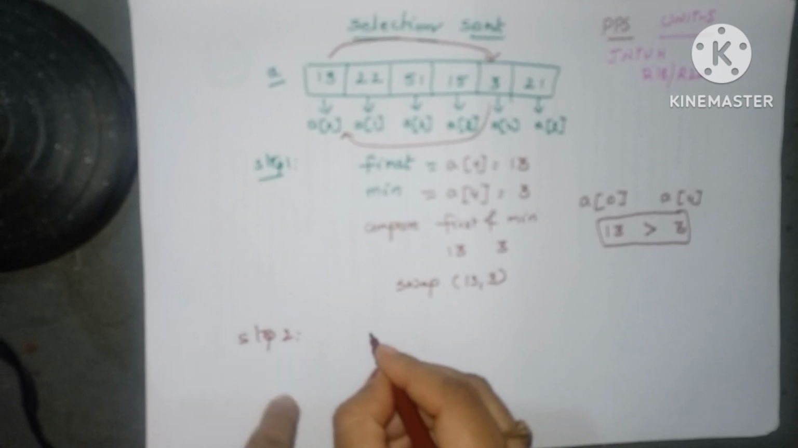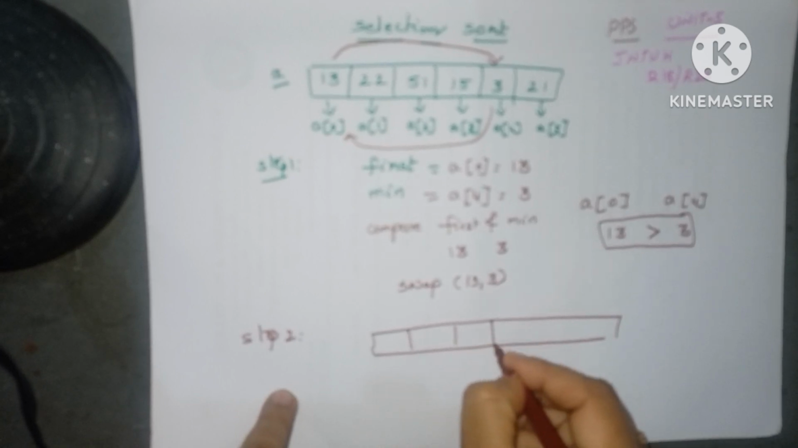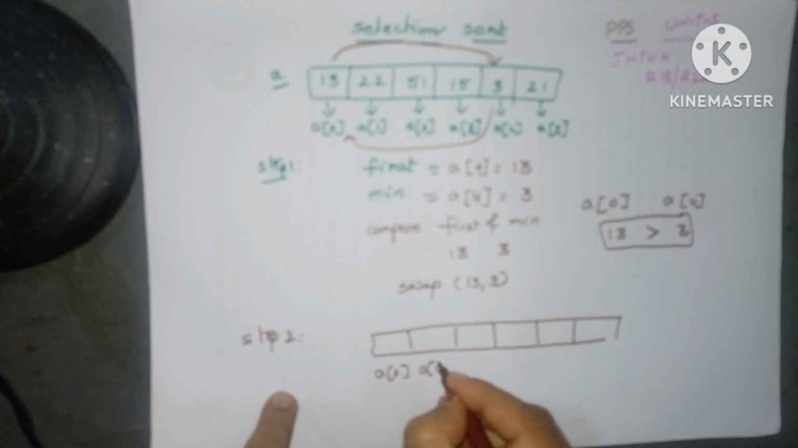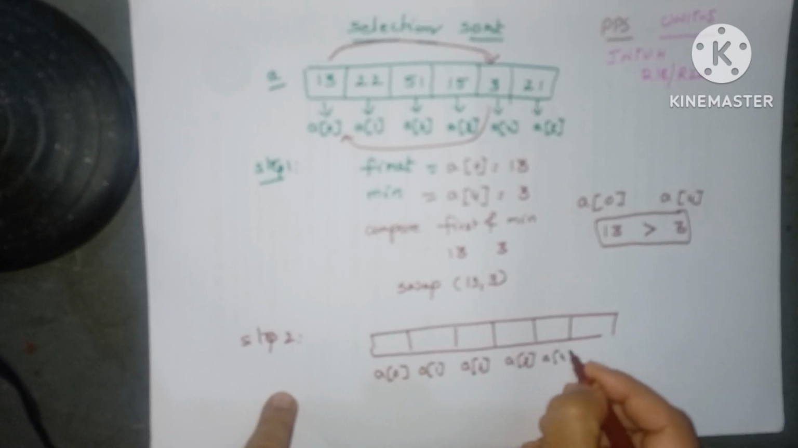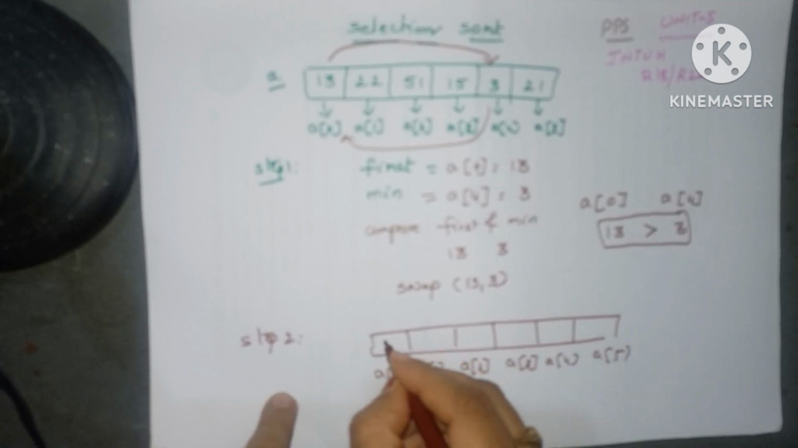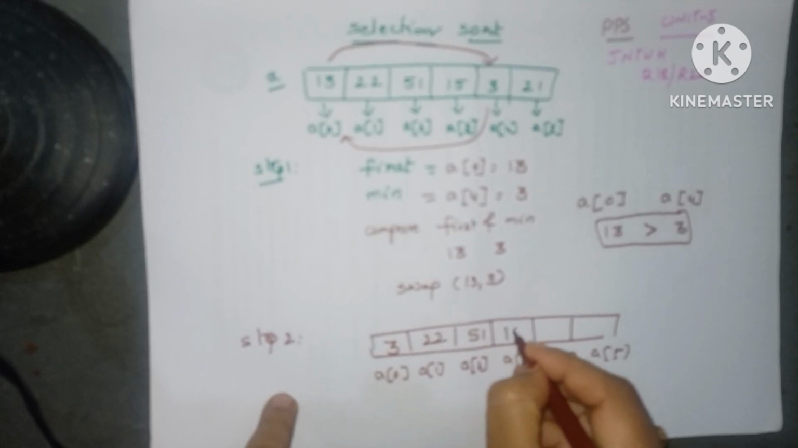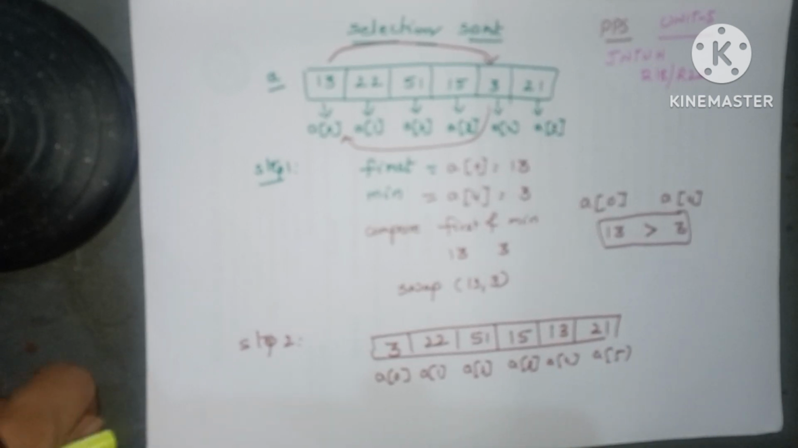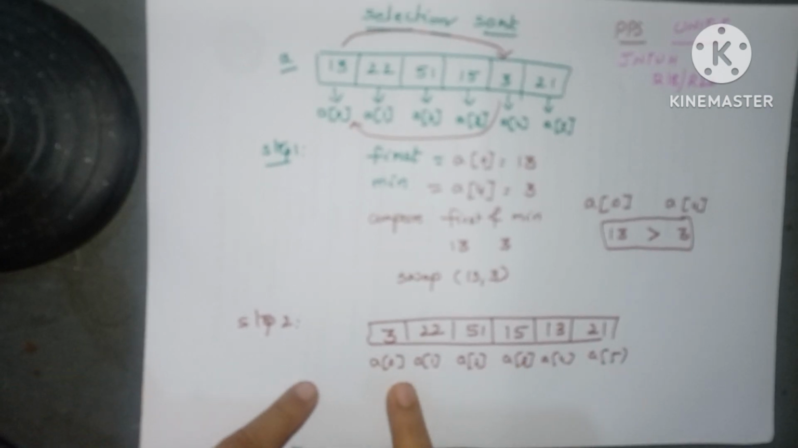How it will be changed: again this is the array location, 0th position, first, second, third, fourth and fifth. This is A of 0, A of 1, A of 2, A of 3, A of 4 and A of 5. Now we change the 0th position and the 4th position. So 3 comes here, then 22 and 51 stay in the same positions, 13 comes here, and then 21. Whenever the first element and the minimum element are swapped, the smallest element automatically comes into the first place.